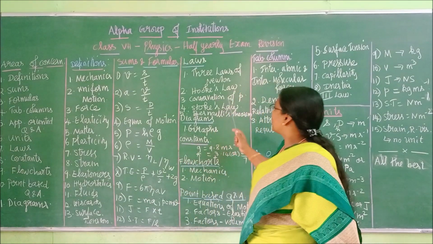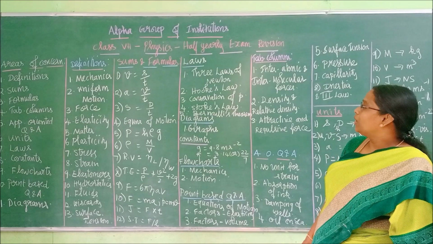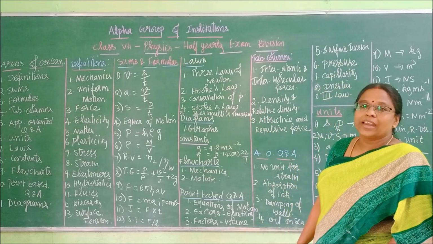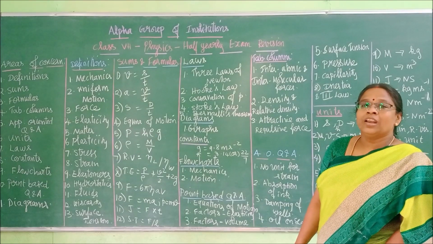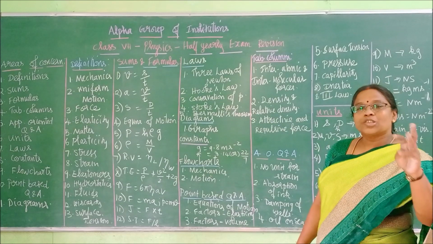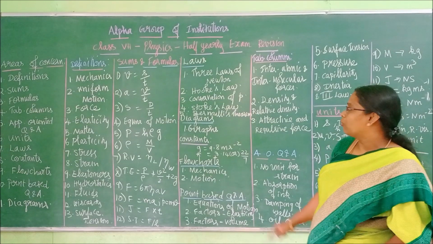Okay, next one is laws. We have to see about laws. What are the laws we have seen? There are 3 laws of Newton we have seen: first law, second law and third law. When you are writing the law, write the exact statement as I have given in the notes. First law of motion, second law of motion, third law of motion.